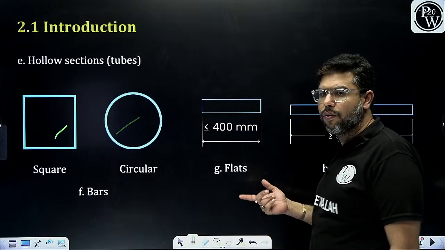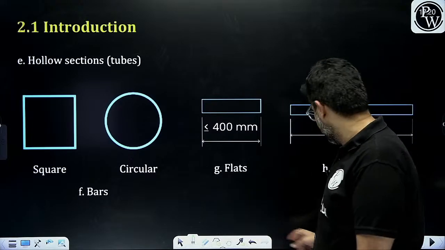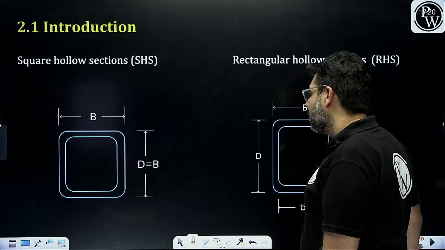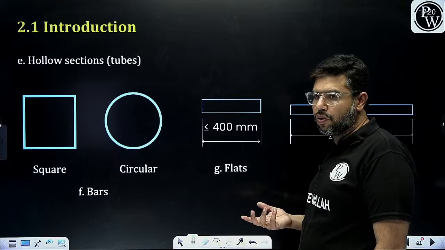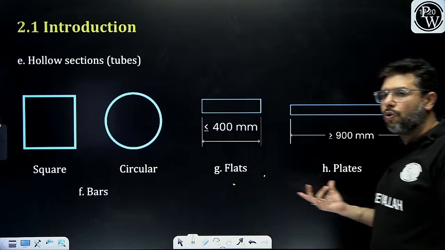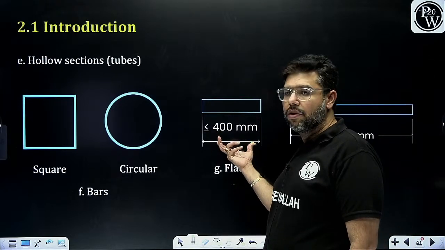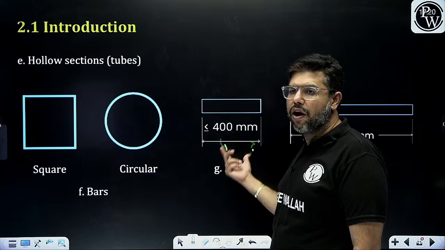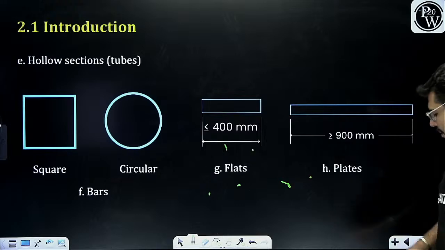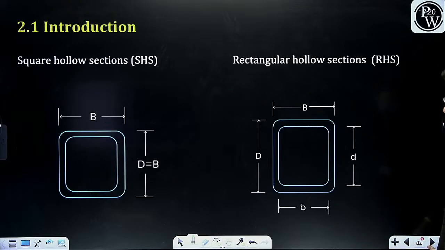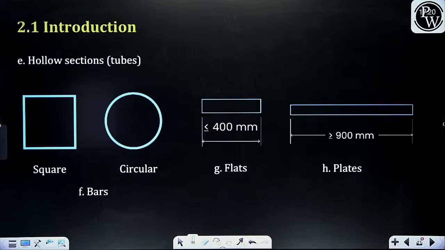These are also bars. Hollow sections can be tubes or you can have bars as well. You can have tubes also, hollow tubes or solid tubes. Then you can have flats here, you can have plates here. Plates and flats are one and the same, the only difference is width. If the width of the member is less than 400 mm, it is a flat. If the width is greater than 900 mm, it is known as a plate. These are the various types of rolled sections that we generally use. Got my point? Let's proceed further again.